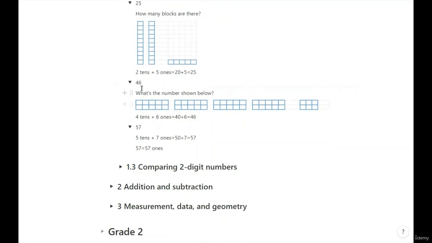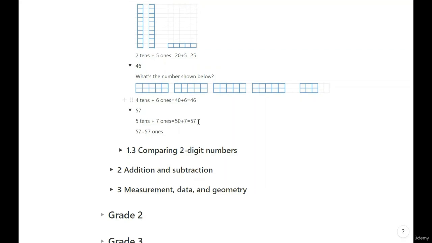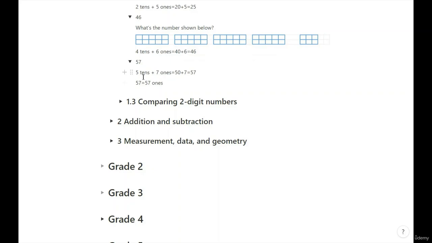Another example is for 46. What's the number showing below? So we can see there are 4 tens here and 6 ones here. So 4 tens plus 6 ones is 40 plus 6. So it's 46.